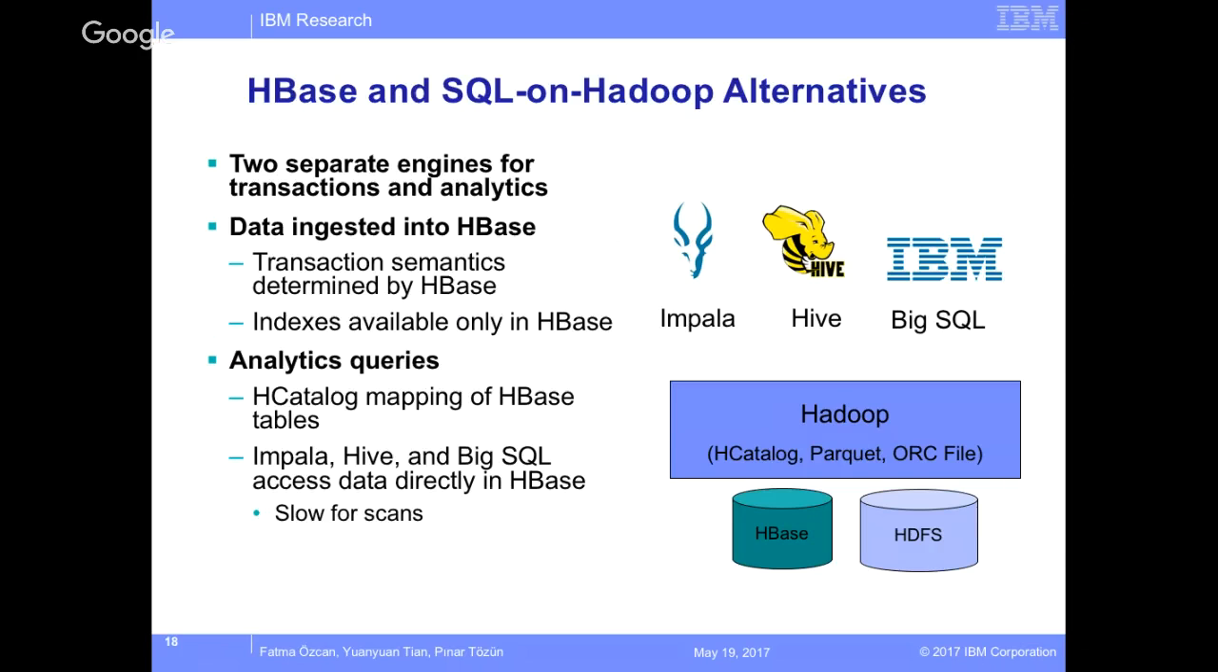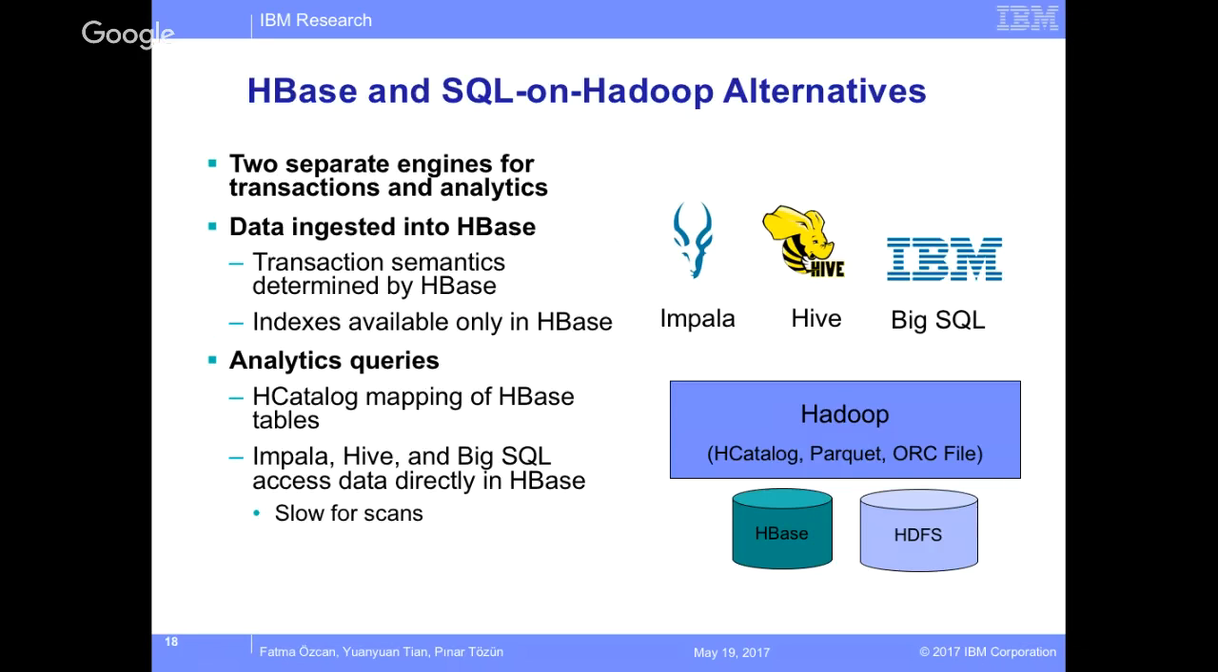And because HBase scans are slow, most often the data gets transformed from HBase, which is row organized, into HDFS, into ORC file or Parquet columnar representation, which is what these systems prefer for fast analytics.